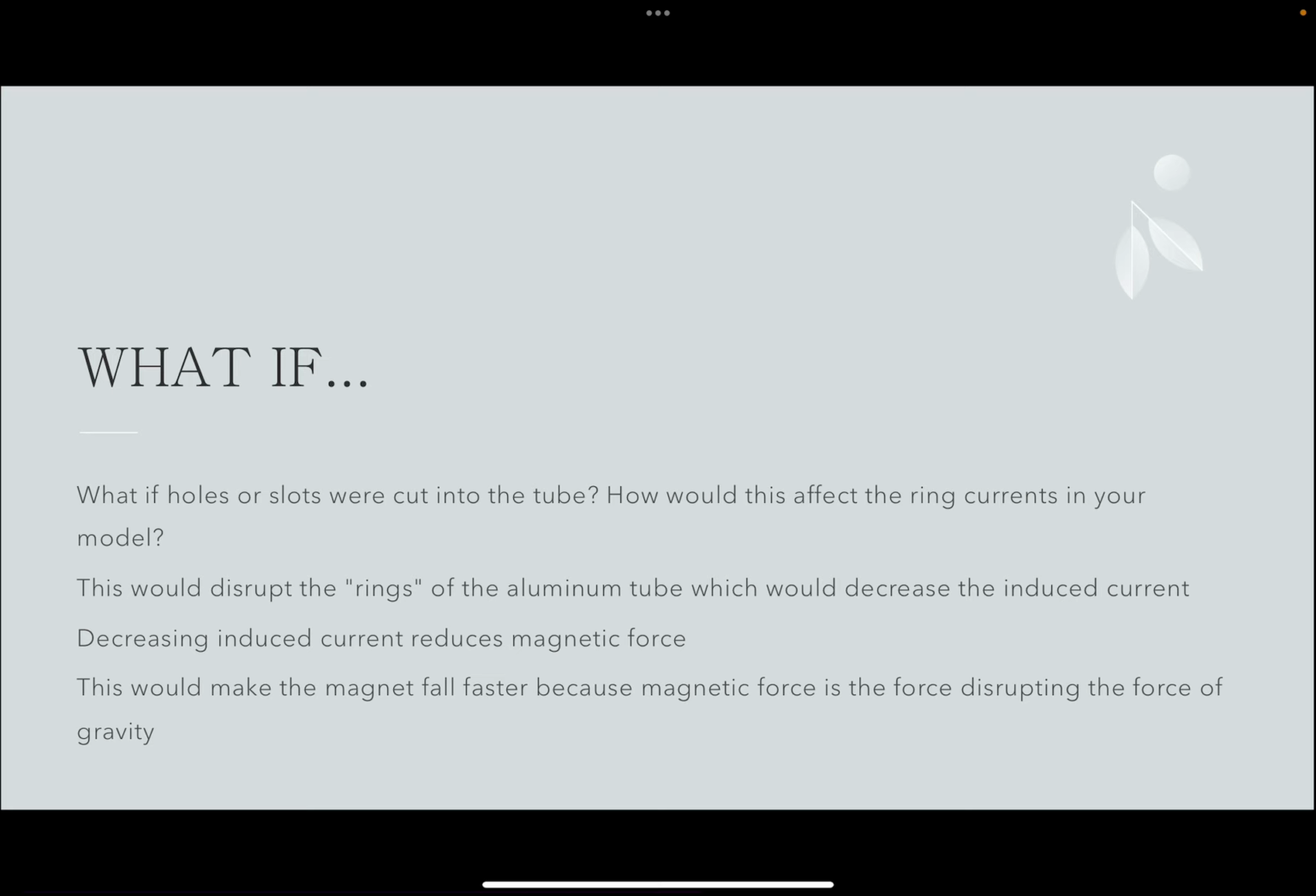And then what if holes or slots were cut into the tube? How would this affect the ring currents in your model? This would disrupt the rings of the aluminum tube, which would decrease the induced current. Decreasing the induced current reduces the magnetic force. This would make the magnet fall faster because the magnetic force is the force opposing the force of gravity.